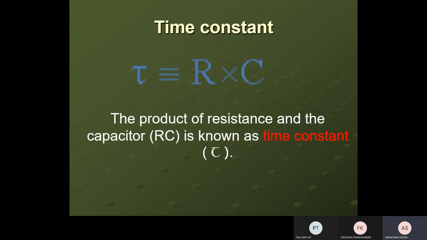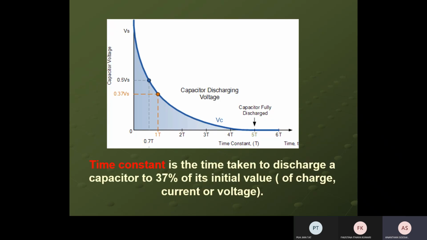There is a definition for the time constant. What is the time constant for a capacitor? The time constant is the time taken for the charge, current and voltage to drop to 37% of their initial value. Originally, let's say it has 100 coulombs, the time taken to drop to 37 coulombs is the time constant.